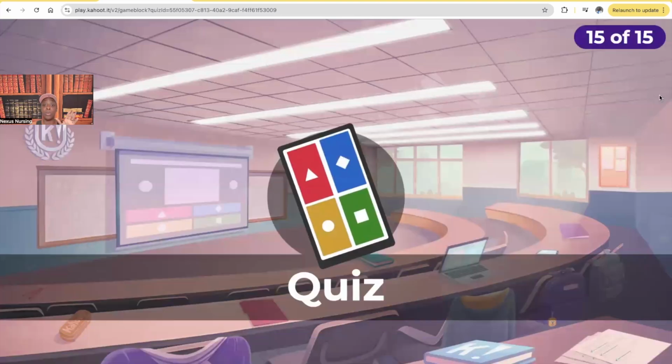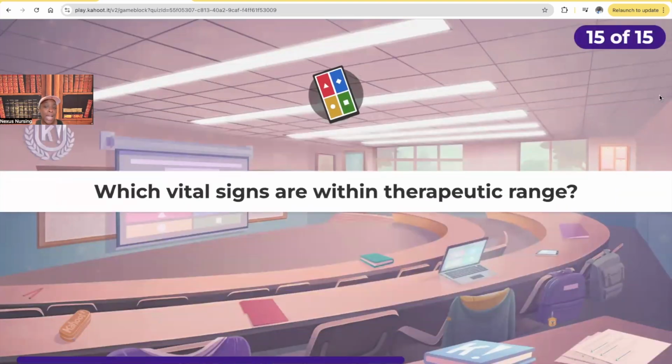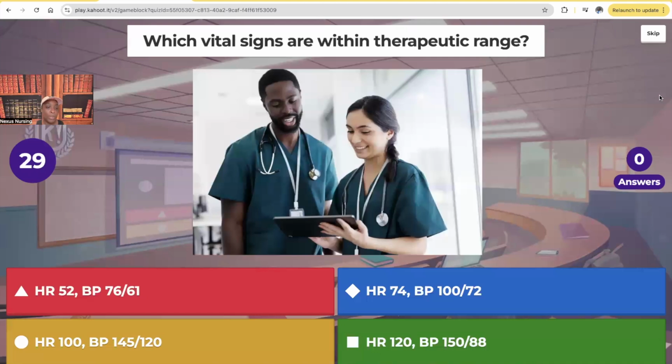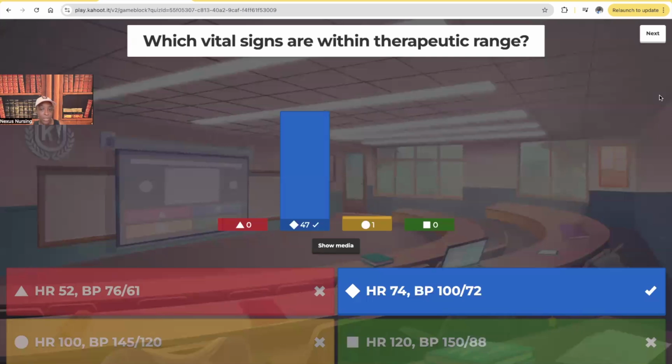All right, last question. Here's the last question. Which vital signs are within therapeutic range? Would it be a patient with a heart rate of 52, blood pressure 76/61, heart rate of 74, blood pressure 100/72, heart rate of 100, blood pressure 145/120, or heart rate of 120, blood pressure 150/88? You guys absolutely need to know therapeutic range for your vitals. Very good. Heart rate 74, nothing wrong with that.